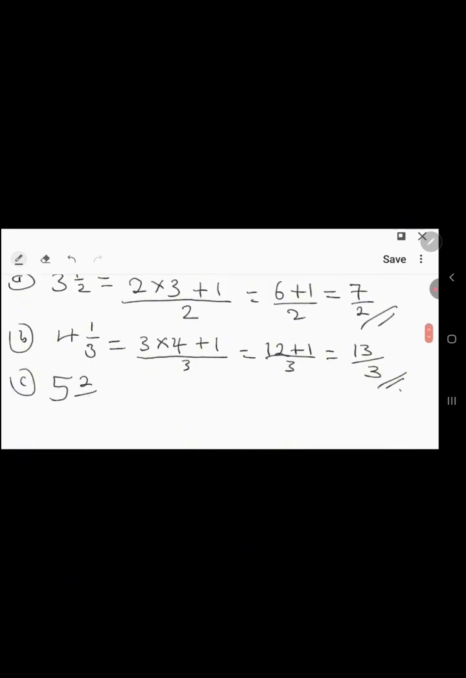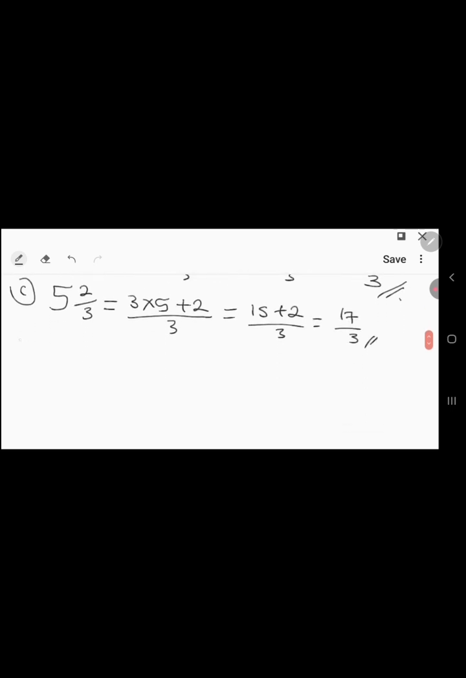For C, C is 5 whole number 2 over 3. Our denominator here is 3. So we'll just say 3 times 5, then plus 2, then all over 3, which is the same as 3 times 5 is 15, plus 2 all over 3, and finally our answer is 17 all over 3. That's the answer.